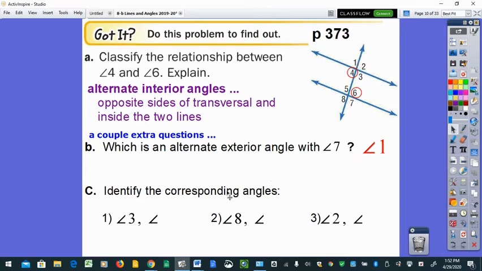So let's talk about corresponding angles. How about if you pause the video for a second? Who corresponds with 3, who corresponds with 8, and who corresponds with 2? Pause for a second, think about it, and we'll come right back.